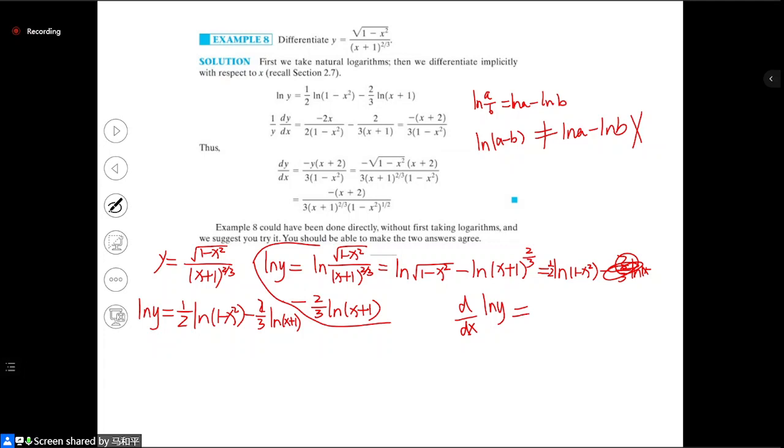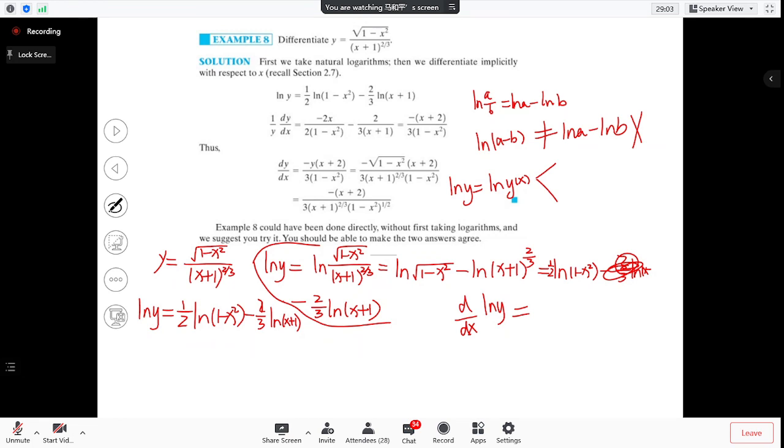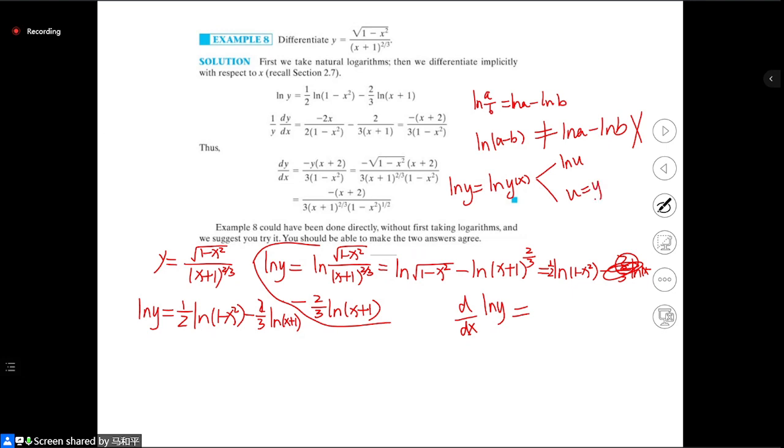We can regard it as a complicated composition. This means y is a function of x. We write ln y is equal to ln y(x), so we decompose ln y(x) as ln u, where u is y(x). So d ln y over dx is also given by the chain rule.